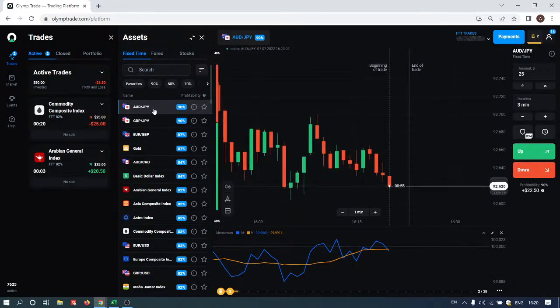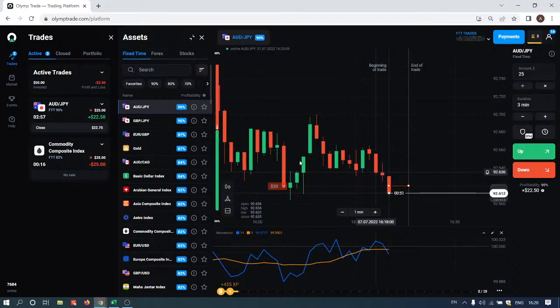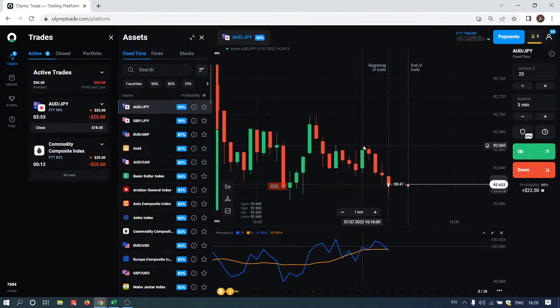I want more trades. Yes, AUD JPY. Yeah, let's give it a try once again. This asset let me down once already.